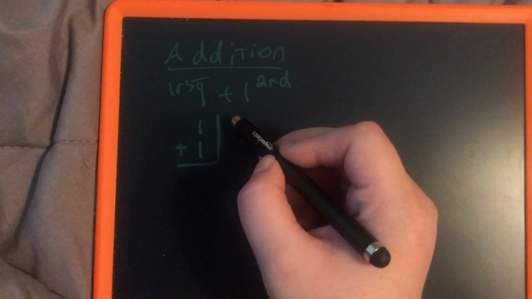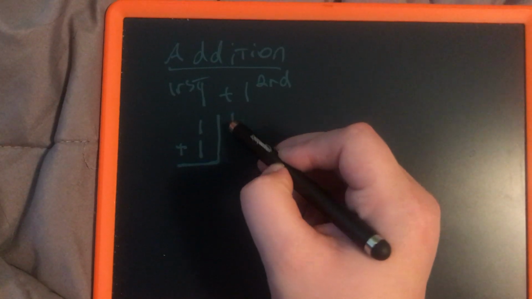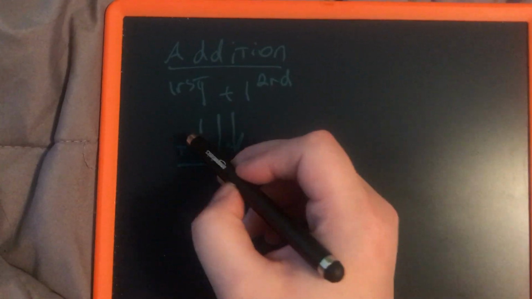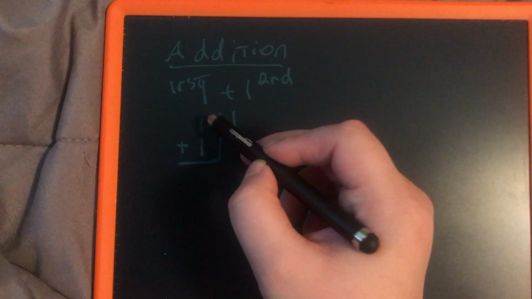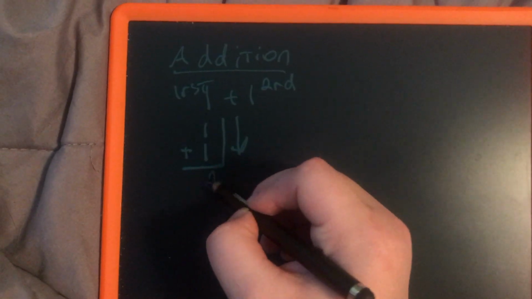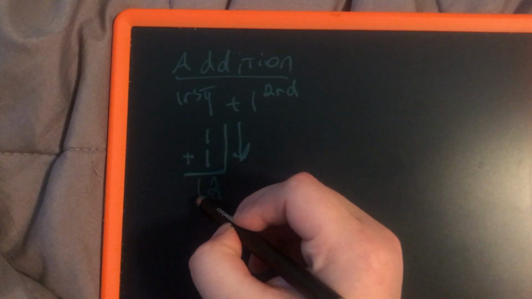But then you would go down the column of numbers, which here you only have 1 column, so you would go 1 plus 1 equals 2, and that would be your final answer.